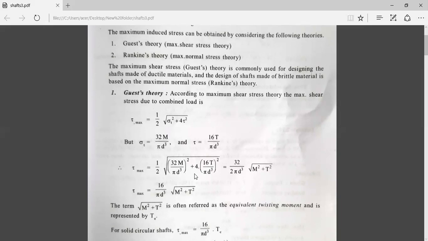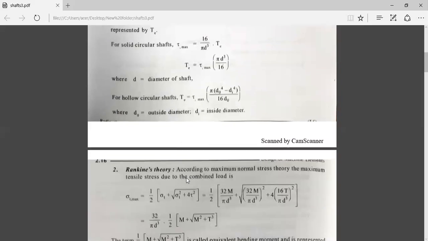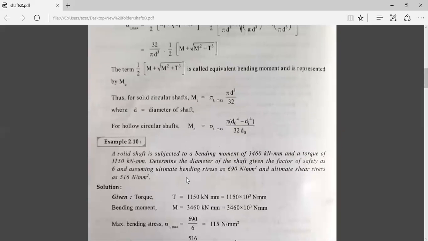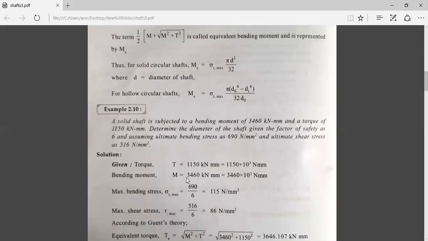Another thing we have to remember is that Guest's theory is applicable when the shaft is made of ductile materials. In the same way, Rankine's theory is applicable for shafts made of brittle materials. Okay, you have to keep these points in your mind. Now we are going to solve some problems based on the combined load.